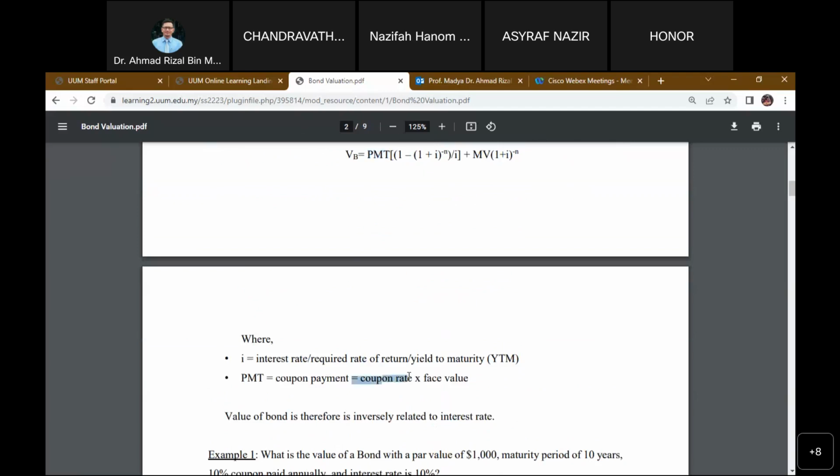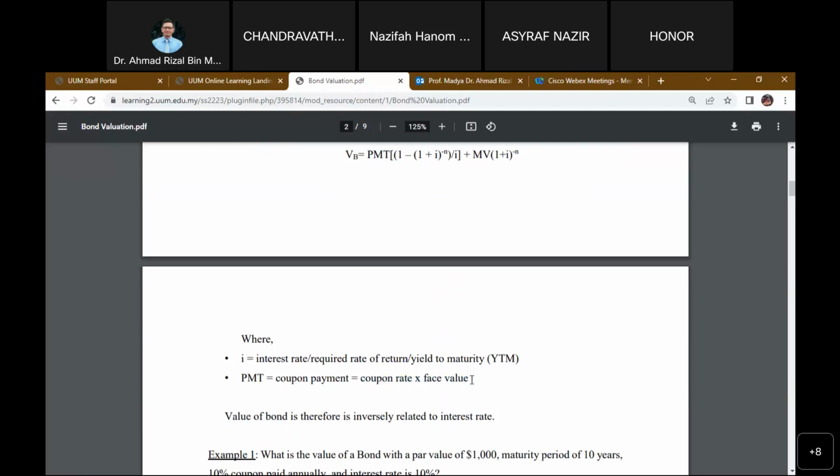You must know what a coupon rate and face value are. As I mentioned earlier, we will use 1000 as the standardized face value throughout the course. If the coupon rate is 6%, for example, multiply by 1000, the face value, so the coupon payment would be $60.